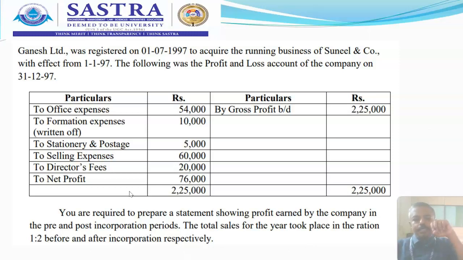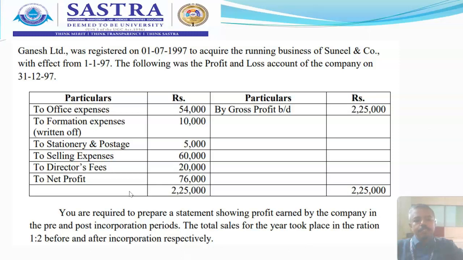And then the 10,000 can be allocated directly to post-incorporation. So for pre-incorporation you can make a dash or write nil. In post-incorporation you can post the total amount of rupees 10,000. So this is how we need to make the statement and allocate that particular expense.